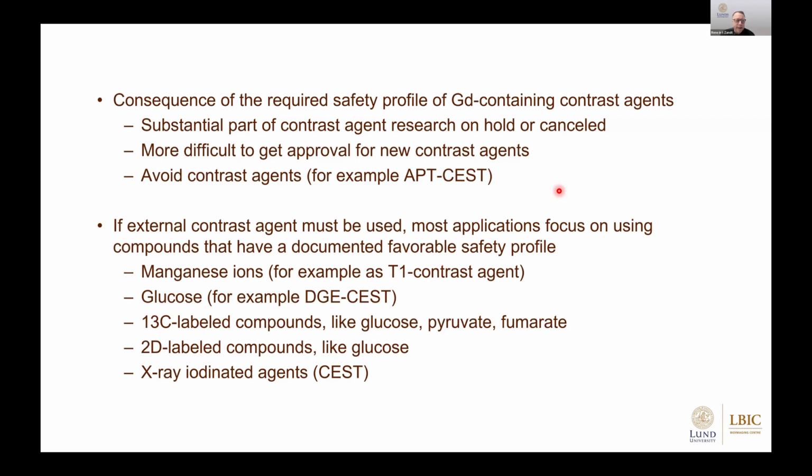Glucose is well tolerated. You take what they use, the glucose tolerance test in the later phase of pregnancy. Take that kind of dose and drink it, and you can do MR with that as well. So people try to use glucose as an alternative for gadolinium. You can use, and then we get more into the metabolic imaging, carbon-13 labeled compounds. Again, glucose comes back, but even pyruvate and fumarate, which are documented to be relatively safe. Deuterium labeled compounds, and again, same compound, glucose, just in a different way.